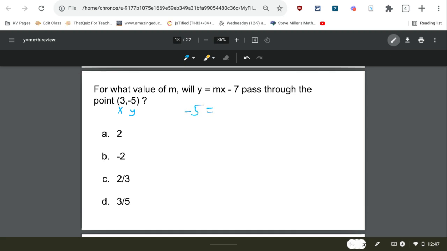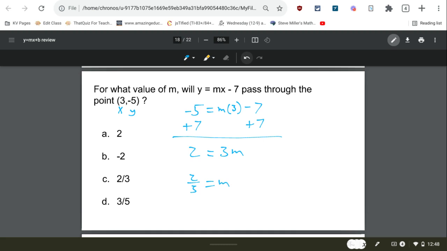-5 equals m3 minus 7. Whatever, I'll just switch it around. I'm going to add 7 to both sides. That's going to give me +2 is equal to 3m. And now we'll divide by 3. So 2/3 is equal to m.